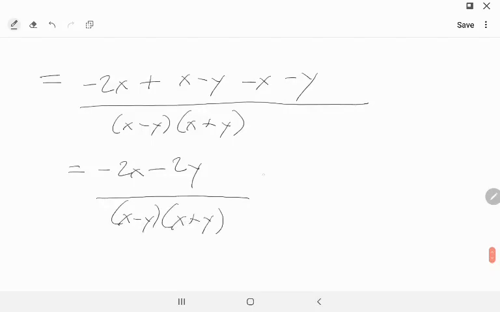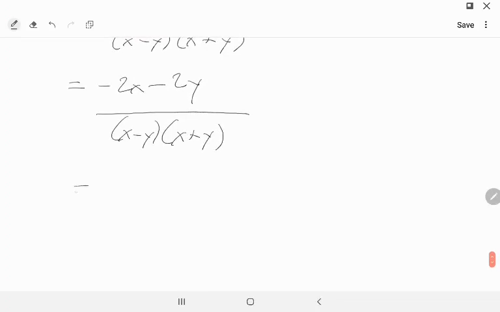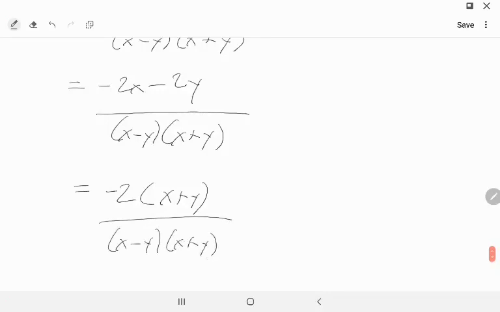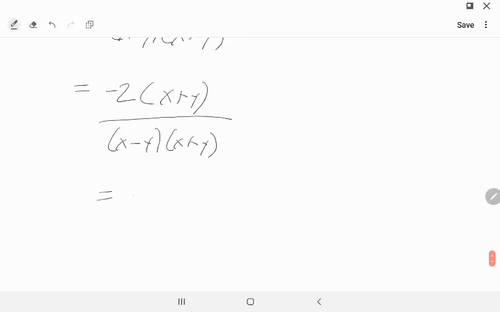And now we notice we have a common factor of negative 2. We can pull out that negative 2 times the quantity x plus y, and we suddenly notice we have a common factor. And so we're going to wind up getting negative 2 divided by x minus y, as long as x isn't equal to negative y. So this is a little more exotic. You're not likely to see this on an exam, but something you could very easily see if you took Math 200.